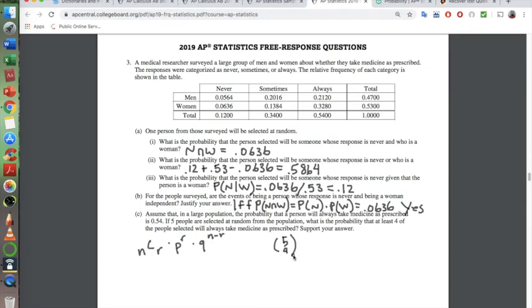4 out of 5, and also for 5 out of 5. So here's our probability of success, 0.54 raised to the number of successes we're looking for, which is 4. 1 minus 0.54 is 0.46, raised to the number of failures we're looking for, which is 1, and we're going to round that, and we get 0.19557.